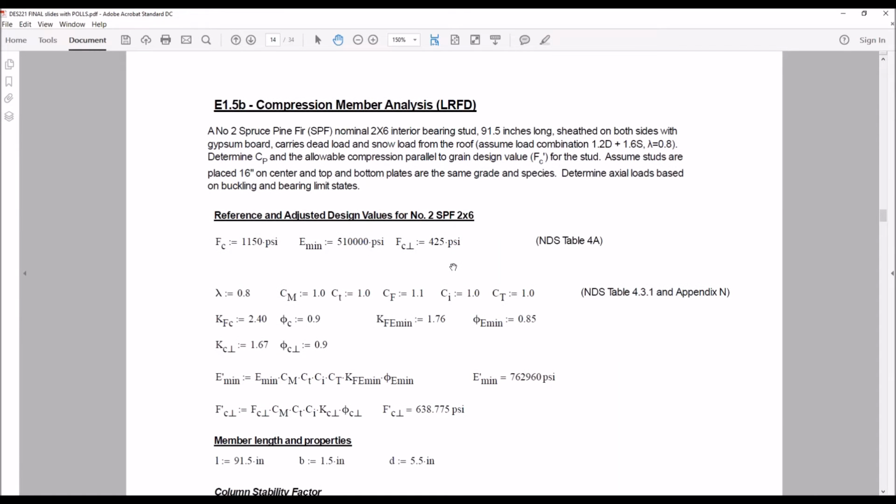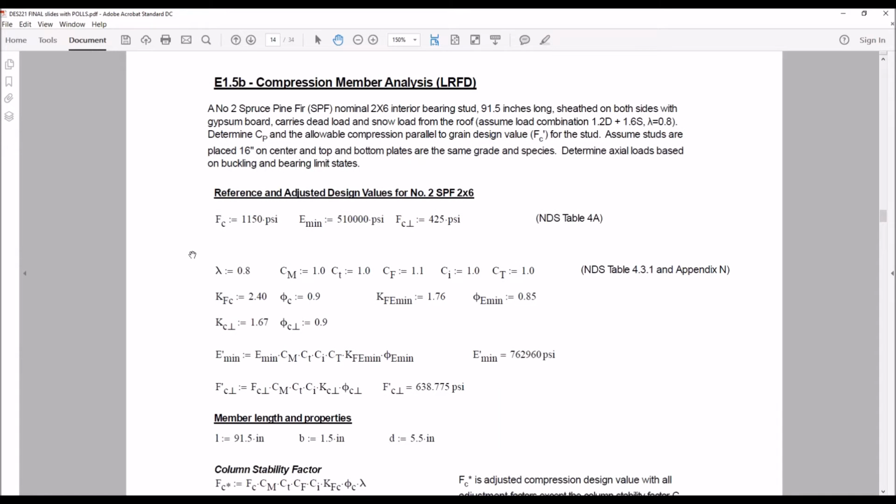Okay, this problem we're going to roll through in a similar fashion as we did on our previous problem. We will first start by determining our reference design values and any adjusted design values that we need. For this example, we're going to need the F sub C value, the compression stress. We'll need the E min value, the modulus of elasticity, and we also need F sub C perp, the perpendicular to grain compression stress, and those are all in NDS table 4A.